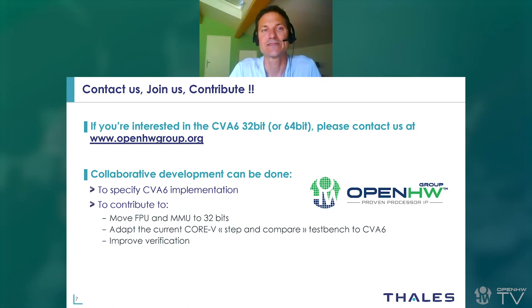We can together specify and fine-tune the CVA6 implementation. And there is also a lot of collaborative development work to do. For instance, to move the FPU from 64 to 32 bits, or maybe to adapt the test bench by introducing the step and compare functionality, and to improve verification.